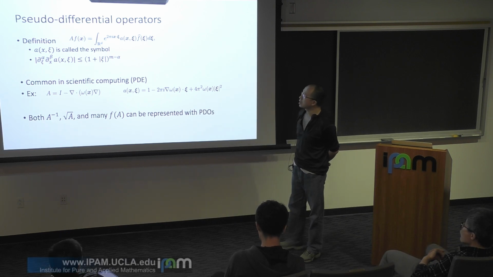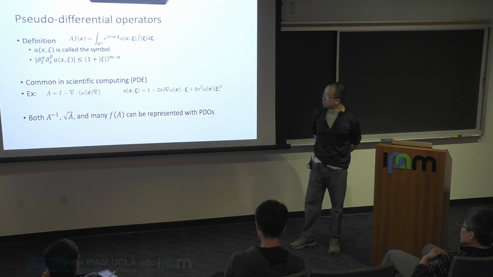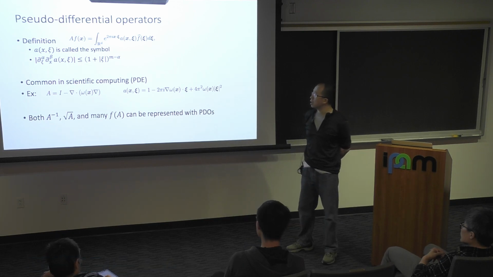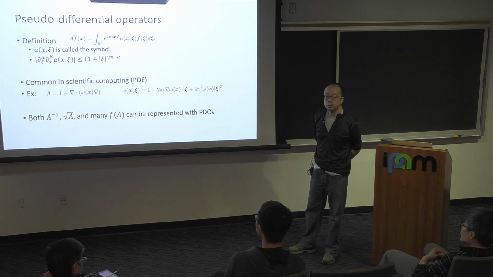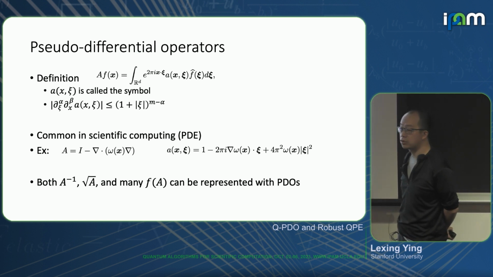Okay. Now, what essentially this condition says is that the amplitude function itself is quite smooth in x, and also has some kind of homogeneous property, at least for large ξ values. The pseudo-differential operator is very common in scientific computing, and essentially, most of the work related to linear PDEs has something to do with pseudo-differential operators.